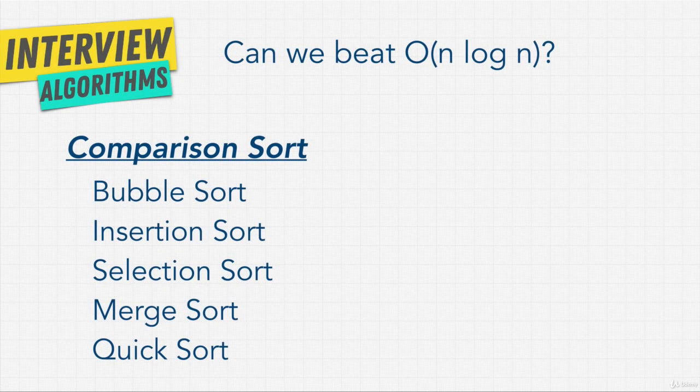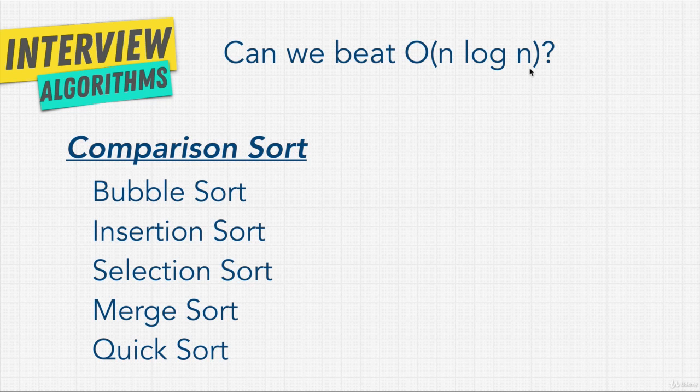Welcome back. We've talked about these 5 sorting algorithms. And by now you should know that merge sort and quicksort, although they're harder to implement, are the most often used algorithms in real life because they use divide and conquer to get us this O of n log n performance boost. But can we beat O of n log n?